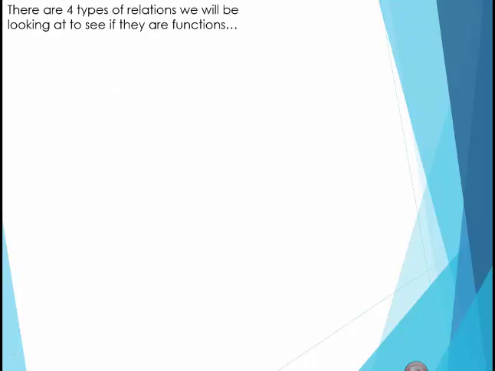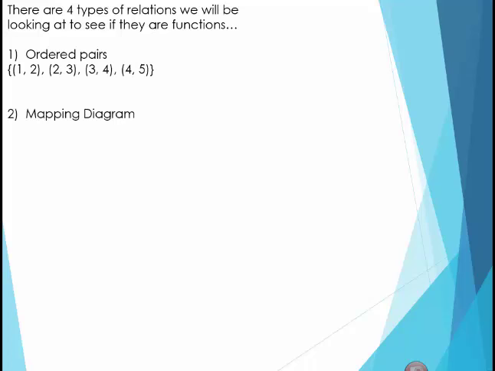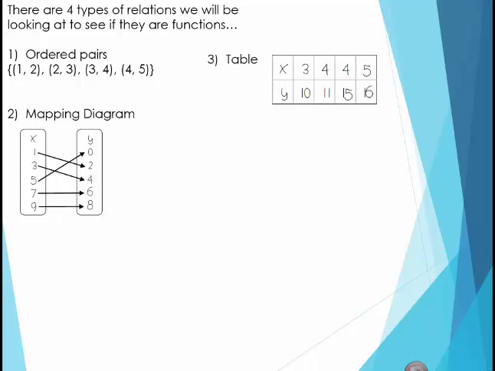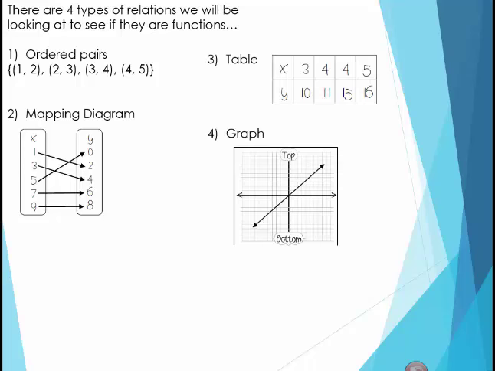All right, so we've got four types of relations we're going to look at to see if they're functions. And those four types are looking at a set of ordered pairs, looking at a mapping diagram, which looks like that, a table, and a graph. Hit pause, copy all four down.